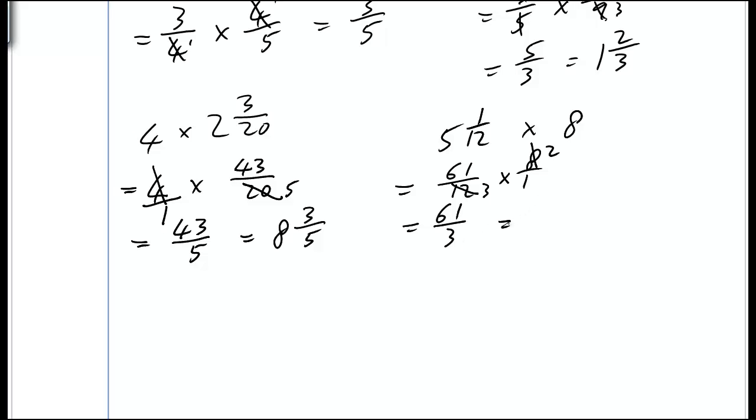Now 3 will go into 61 20 times. 20 times 3 is 60, with 1 left over. So 20 and a third is the answer. What I want you to do now is have a go at working through number 3 and the rest of that exercise 3.5.